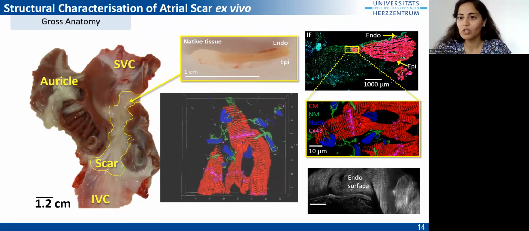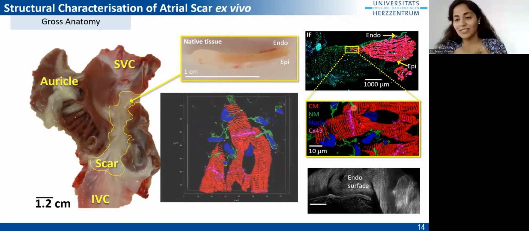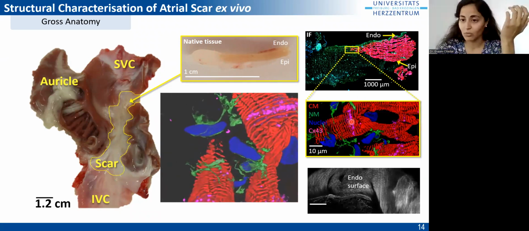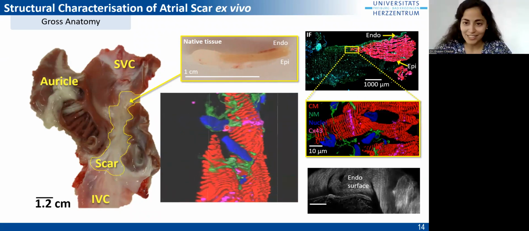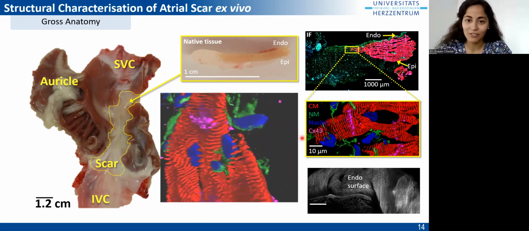If we zoom in at the border zone and I label cardiomyocytes in red, non-myocytes in green, and connexin 43 in purple, what you'll see that's very interesting for us at least is the presence of this connexin 43, this gap junction protein between a non-myocyte and the cardiomyocyte, suggesting that these cells may be interacting.